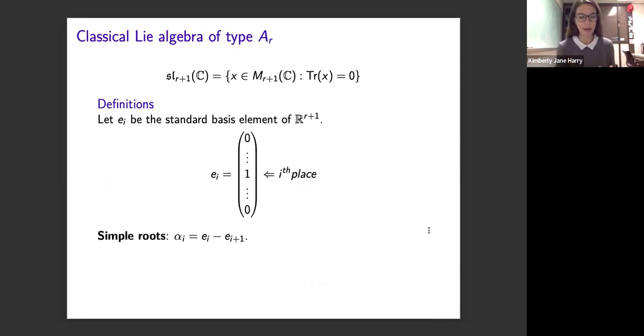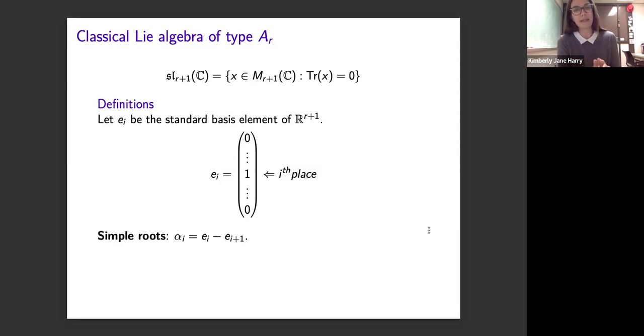Okay, for my talk, I will be staying with my Lie algebra of type A. Sometimes I'll reference it as SL_{r+1}, but let's refresh ourselves on what this means. If I'm looking at SL_{r+1}, I have a matrix, and the trace of that matrix is going to equal 0. That's what I'll be working with when I'm looking at my Lie algebras today.